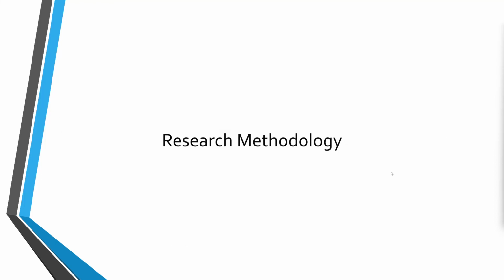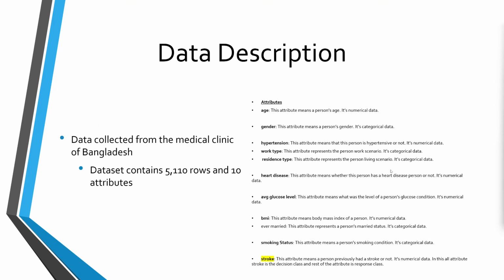Now on to the research methodology. The data was collected from a medical clinic in Bangladesh. The dataset contained 5,110 rows and 10 attributes. Stroke was the target variable. Age, gender, hypertension, work type, and residence type were some of the attributes that they used in the dataset.